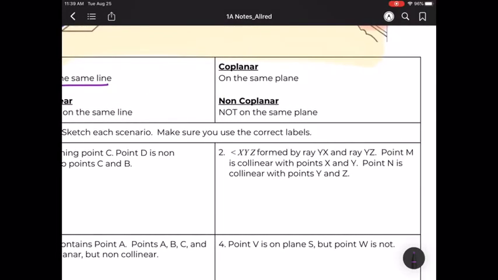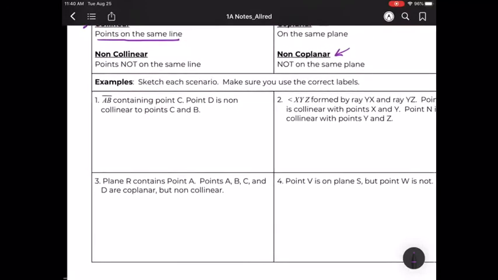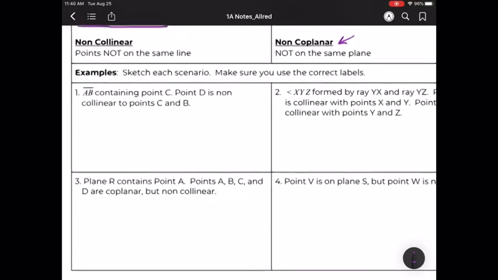So the same ideas with these 2 words here, or phrases, coplanar and non-coplanar. Any points that are on the same plane would be coplanar. Any that are non-coplanar would be where not all of them are on the same plane. And you need at least 4 to identify them as non-coplanar, because any 3 points, we could connect them with one plane. So what we're going to do is sketch some examples.